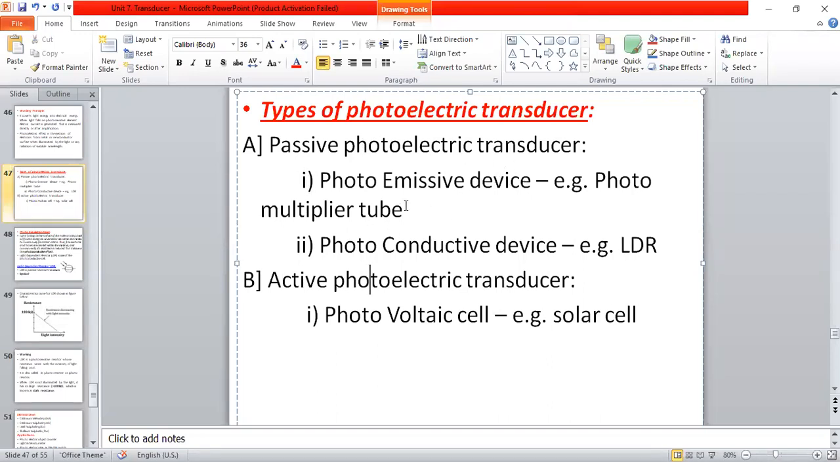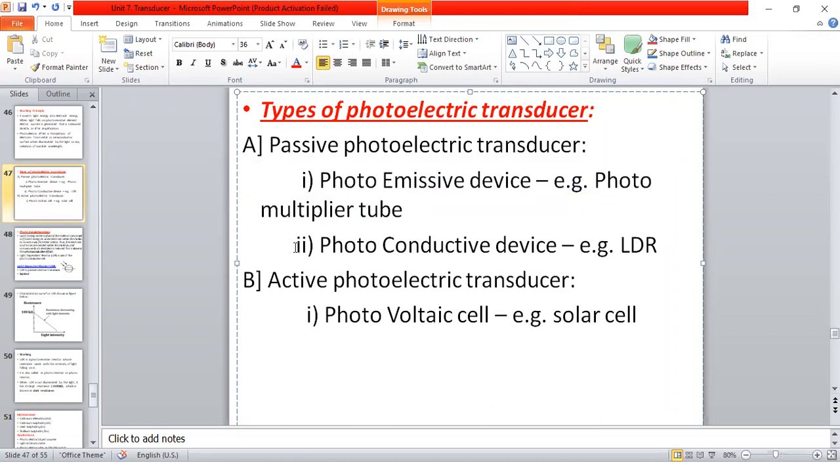This is the photo emissive device, which is nothing but the photo multiplier tubes. This is actually not in your syllabus. Whenever you enter a higher semester, you are going to study about this one.